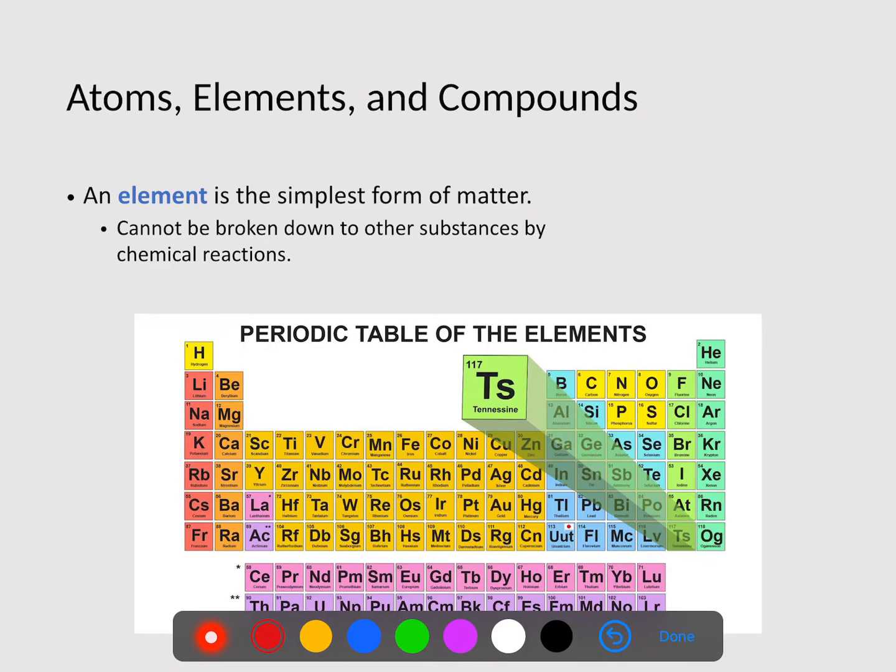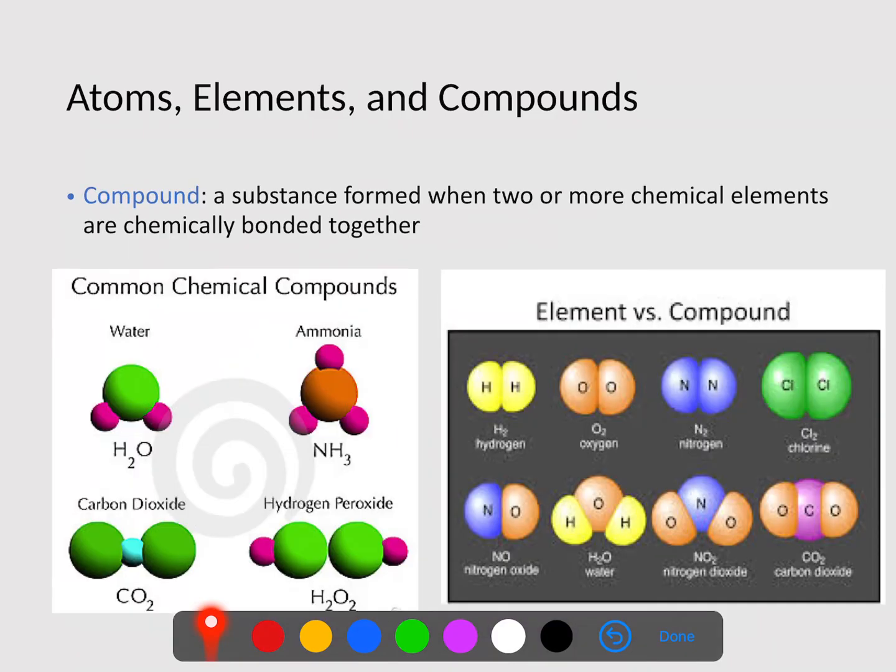Now, an element is the simplest form of matter, and it cannot be broken down into other substances by chemical reactions. So again, these atoms cannot be broken down. They can only be rearranged in a chemical formula. So, for example here, lithium is always going to be lithium. There's no way that we can break that down. It's not like we can just make more of it.